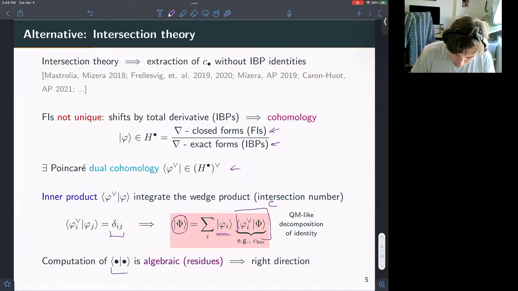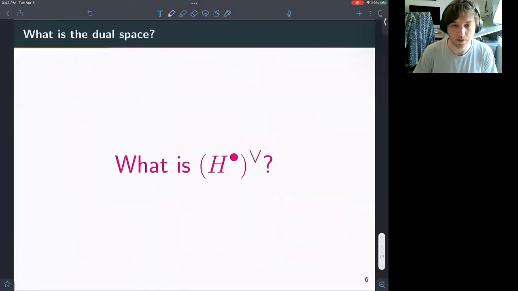And moreover, this intersection number, to actually go ahead and compute it, is quite nice since it's algebraic. It ends up just being a bunch of iterated residues. So taking all this into account, we feel like we're in the right direction to getting what we wanted. The question is, we know what the space of Feynman integrals is. So what is this dual space?